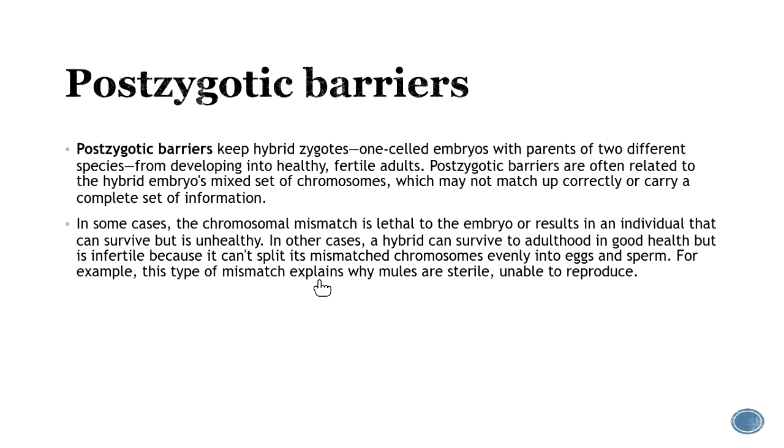So a horse and a donkey, they're only separated by like one pair of chromosomes. But due to that mismatch, it creates a problem when it comes to meiosis, and mules are unable to reproduce because they can't make the gametes. It all has to do with the chromosomes lining up.